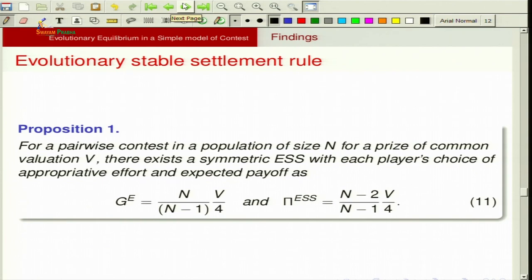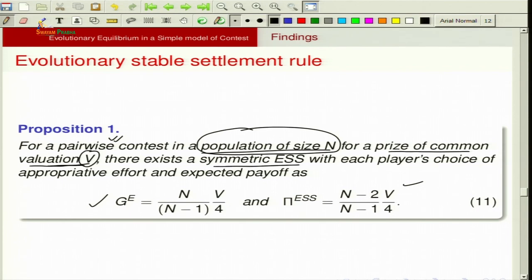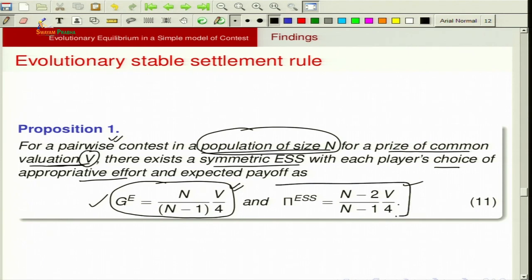So, if we do that, we get this result. For a pairwise contest in a population of size n, out of this population of n players, two random players are engaged in a contest. And what are they fighting for? They are fighting for a prize of common valuation B. Okay? Then there exists a symmetric ESS, with each player's choice of appropriate effort and expected payoff as this. So, the equilibrium efforts under the ESS are this for each player, and this is the corresponding payoff.